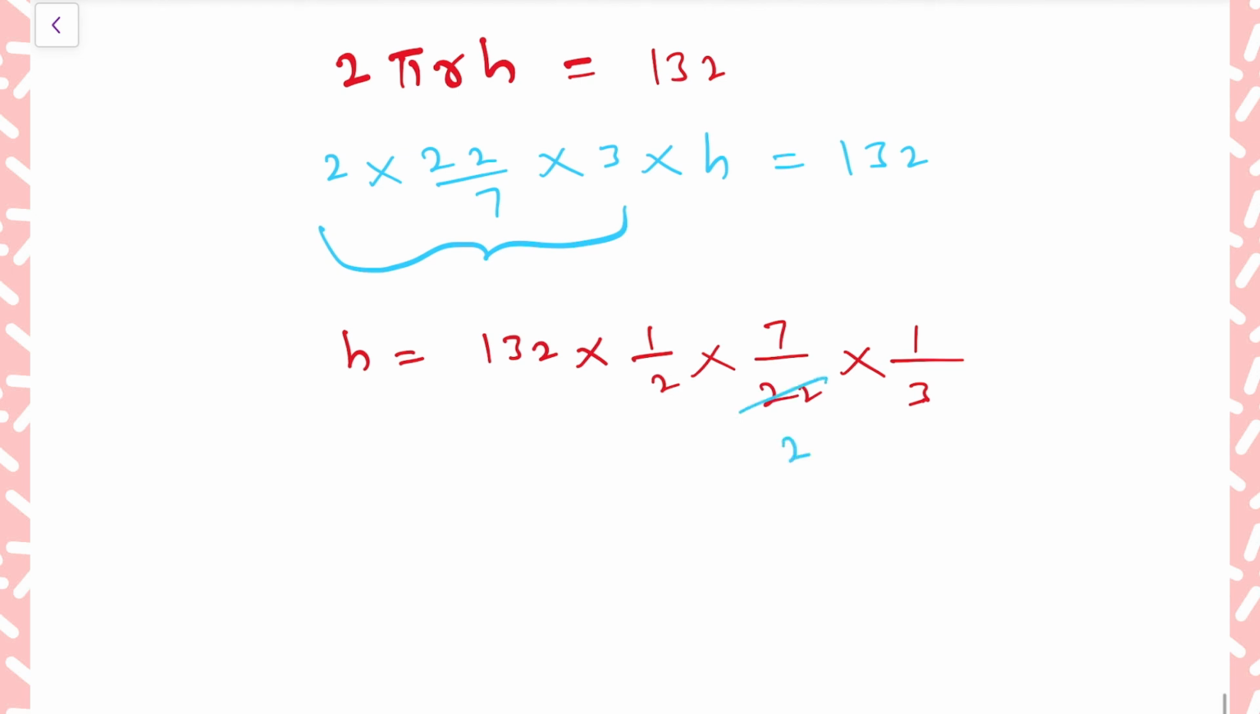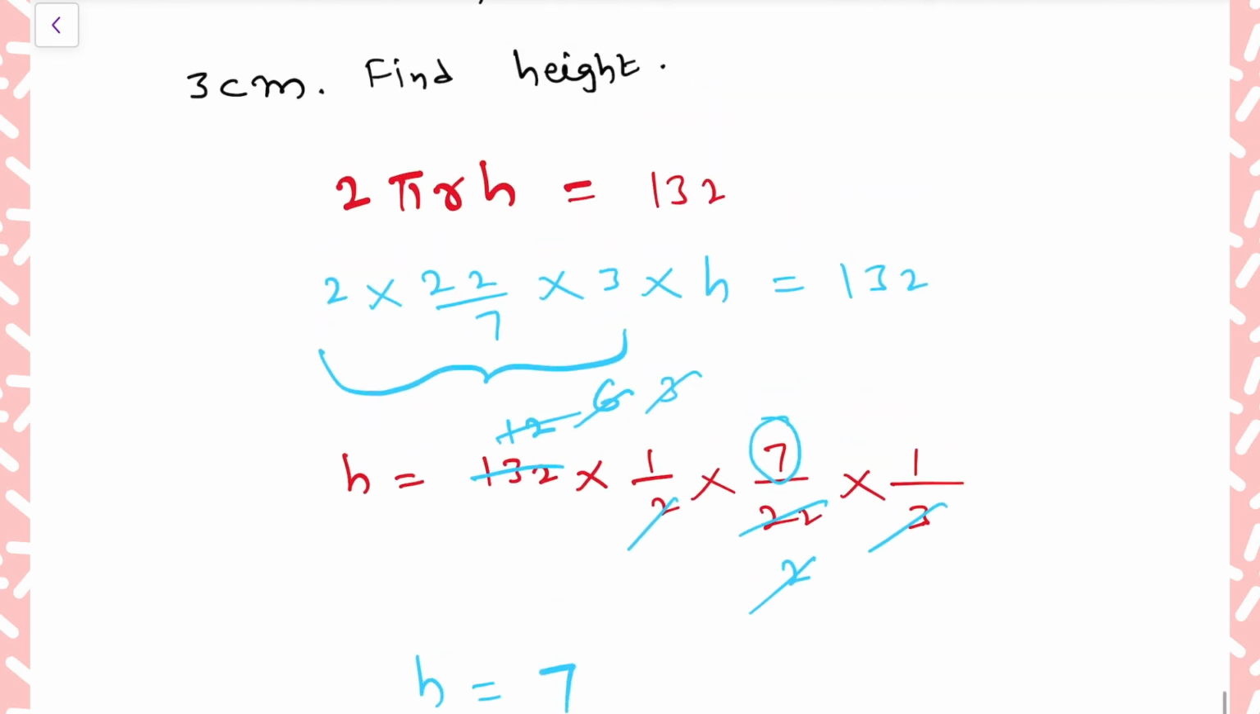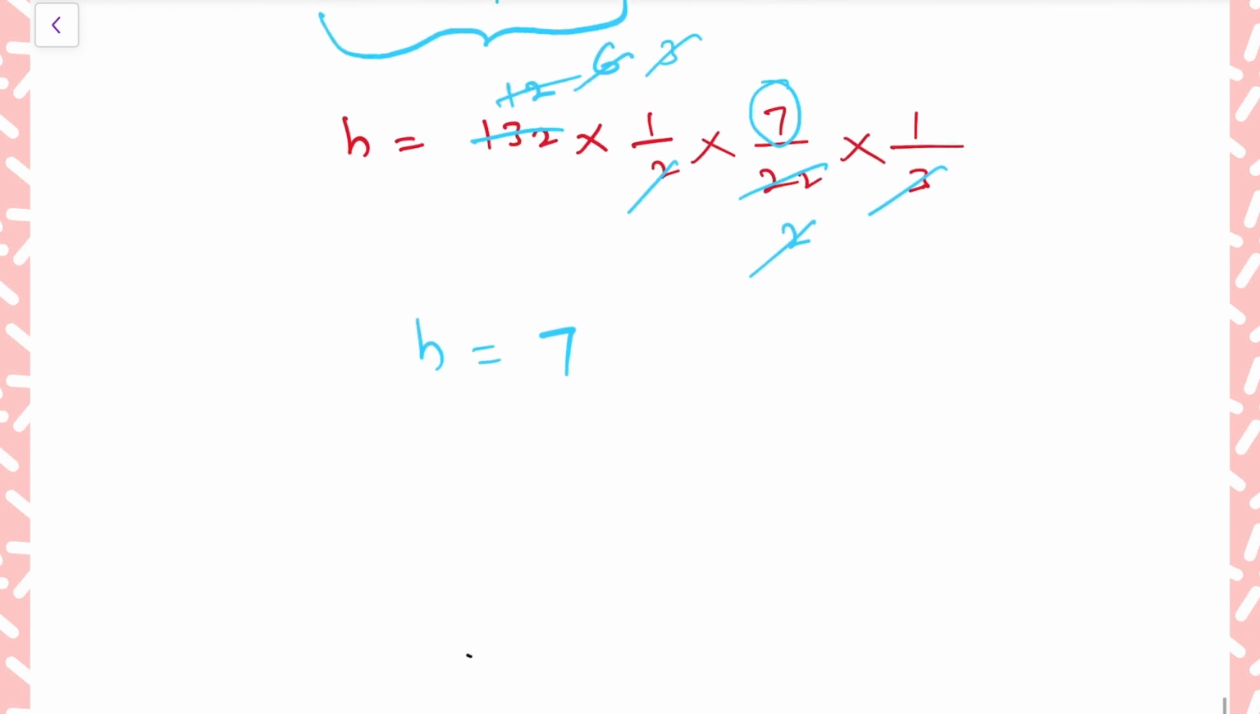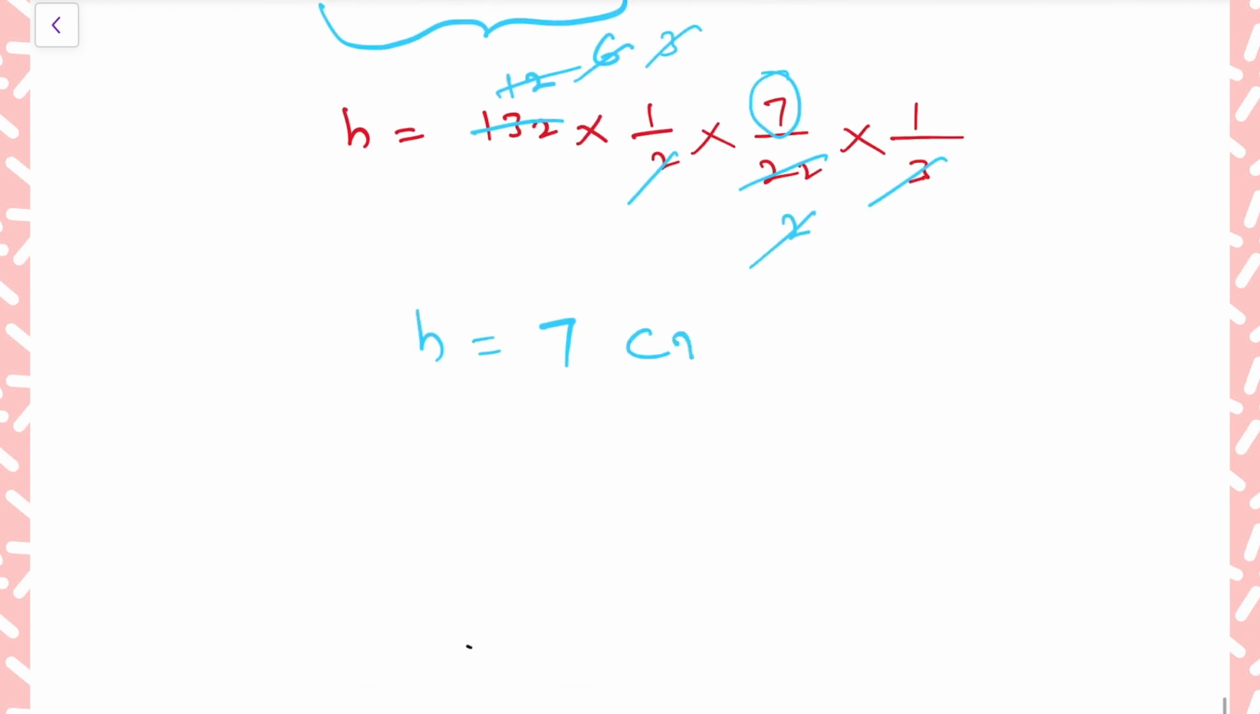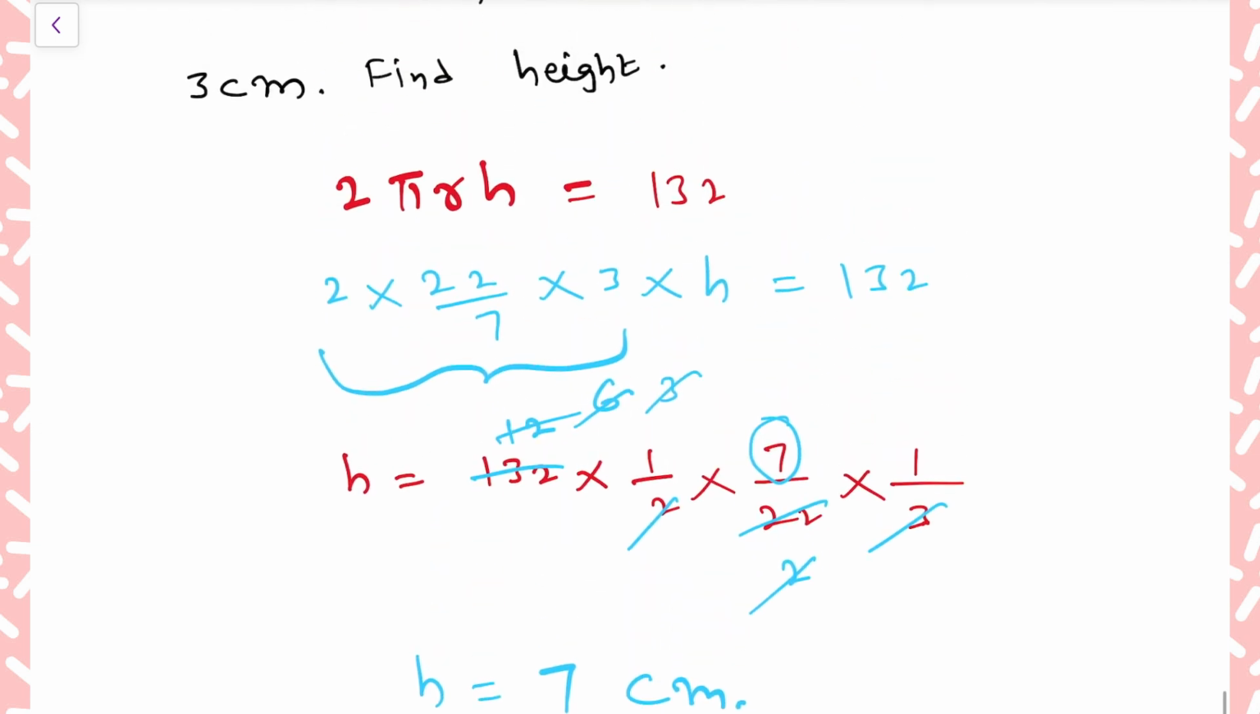11 2s are 22. 11 1s are 11, 2s are. 2 1s are 2, 6s are. 2 1s are 2, 3s are. Here 3 will get cancelled. Then height is equal to, in all these only number 7 is remaining. So height is equal to 7. In the question all the measurements are in centimeters, so this is equal to 7 centimeters.